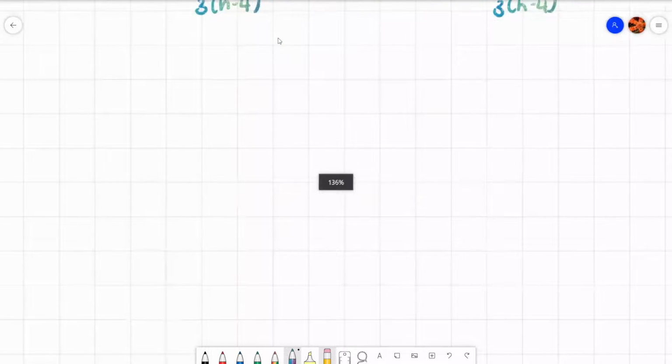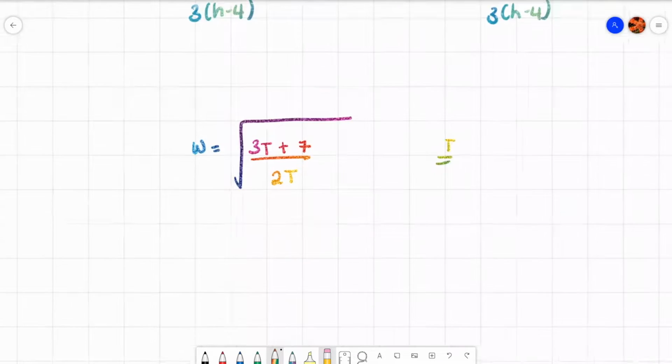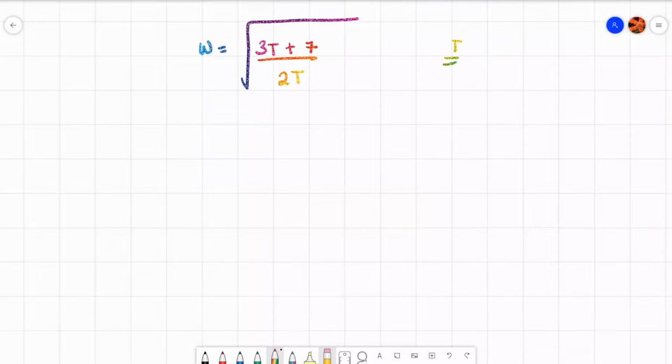Right, let's have a look at another example then. So this time we'll do w equals the square root of (3t plus 7) over 2t, and I want to make t the subject of the formula. First things first, get rid of the square root. How do we get rid of the square root? Well, you do the opposite, so you need to square it. So I've got w squared here. If I square that, I get rid of the square root.